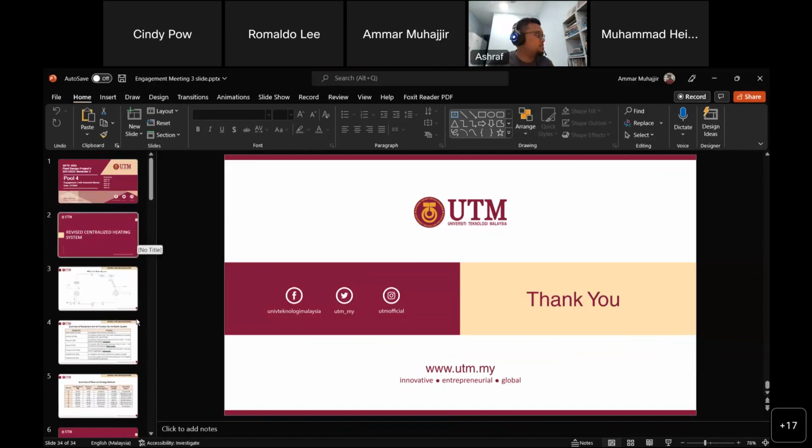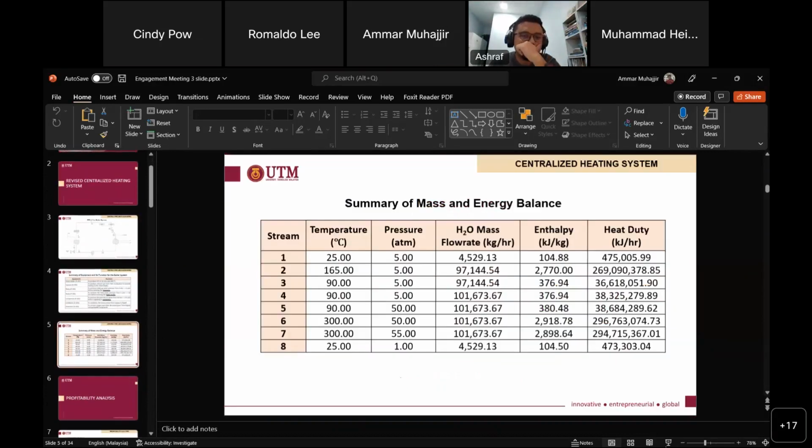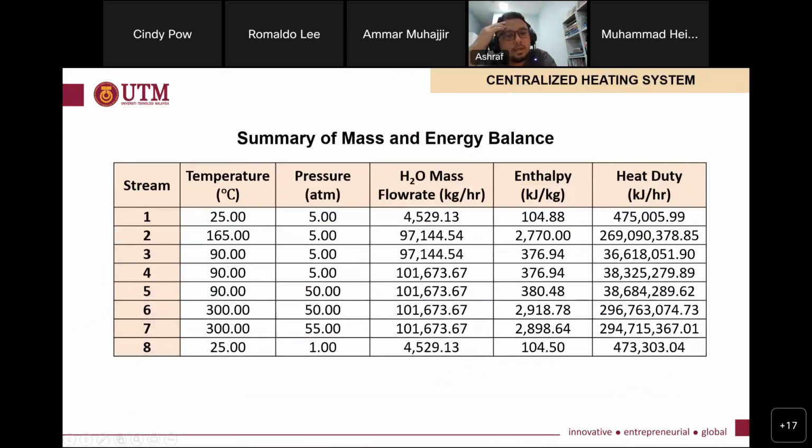Perhaps maybe we can go to the summary of mass and energy balance for the centralized heating system. Okay, this one. I just want to ask whether in your economic analysis, because you know your centralized heating system, your main cost would be your fuel. What type of fuel are you using for this heating system?